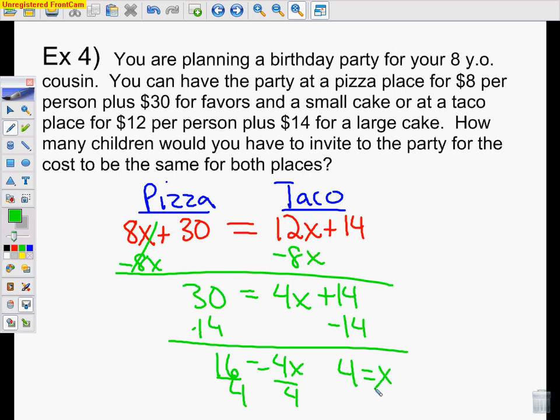So that answers our question. How many children would you have to invite to the party for the cost to be the same? It would be 4. All right. Here, 8 times 4, that's 32. 32 plus 30 is 62. So it would be $62 at the pizza place if you invited 4 children. And 12 times 4 is 48. 48 plus 14 is also 62. So it would be $62 at the taco place if you invited 4 children.